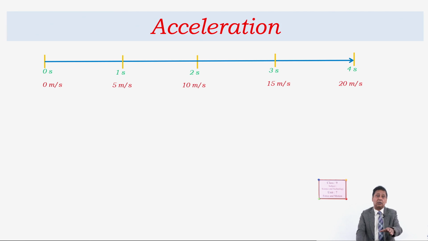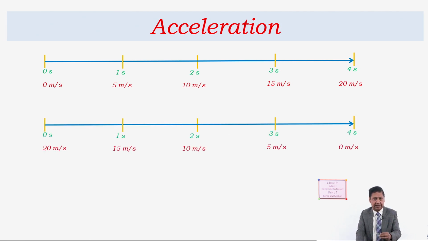And now I want to present another diagram also. Look at this. In this case, every second the velocity is decreasing and decreasing. What does it mean? A change of velocity is found after every second. Change of velocity in unit time is called acceleration.